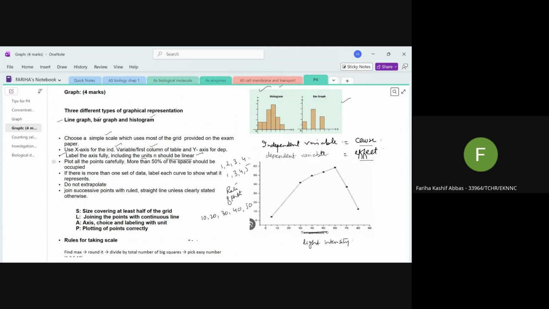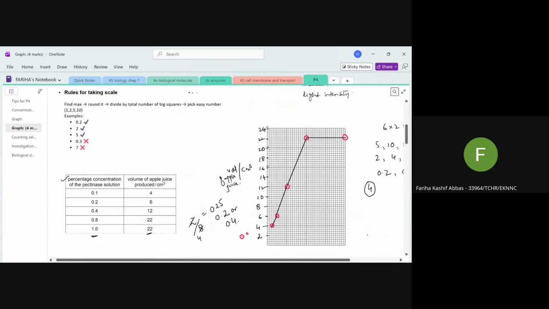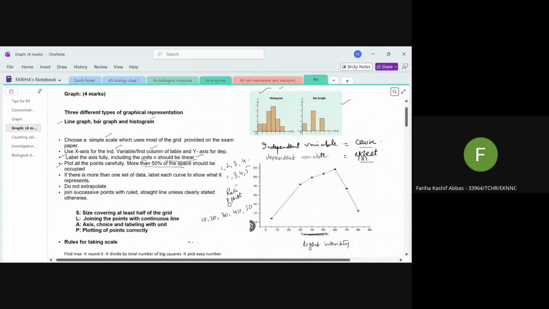Okay. Now, plot all the points carefully and more than 50% of the space should be occupied. So whatever the grid is provided, you need to occupy more than 50% of it. Okay, so whether it is a bar graph or a histogram, all these points should be the same. That is, the independent variable will always be located on x-axis, dependent variable will always be located on y-axis. Always choose a simple scale that will cover more than 50% of the space which is provided.